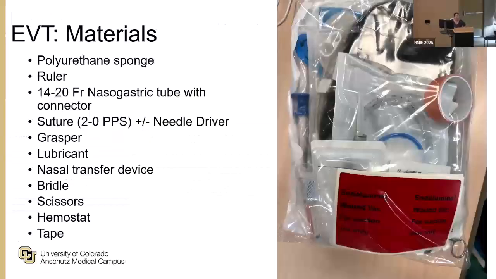So in our lab, we have EVT kits ready to go. Our charge nurse, Lauren, makes these kits, and they contain polyurethane sponge, a ruler, a nasogastric tube. We use 14 French tubes, suture. We use 2-0 polypropylene suture, grasper, lubricant, a nasal transfer device, because we position our sponges initially with the NG tube through the mouth, and then transfer that tube at the end of the procedure. Also included are a bridle, scissors, hemostat, and tape.